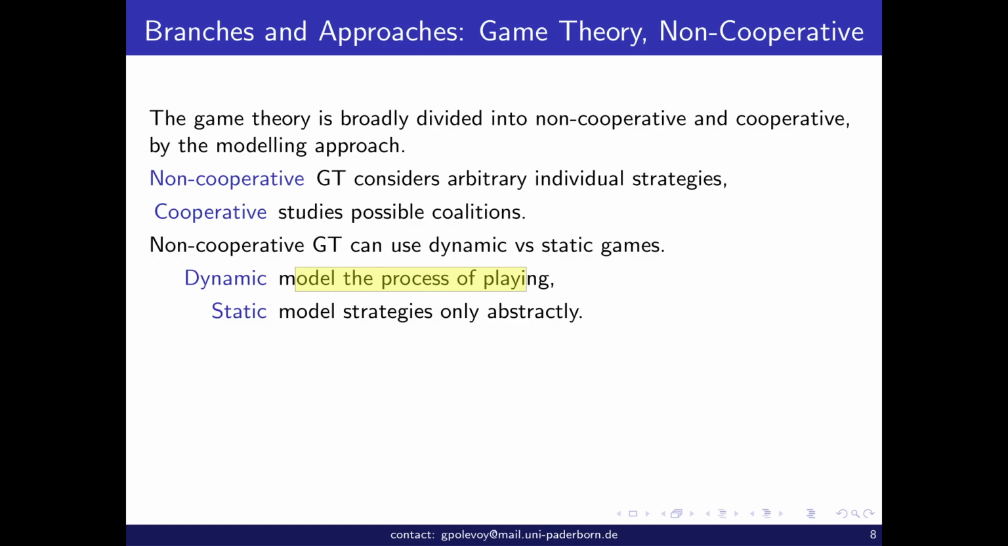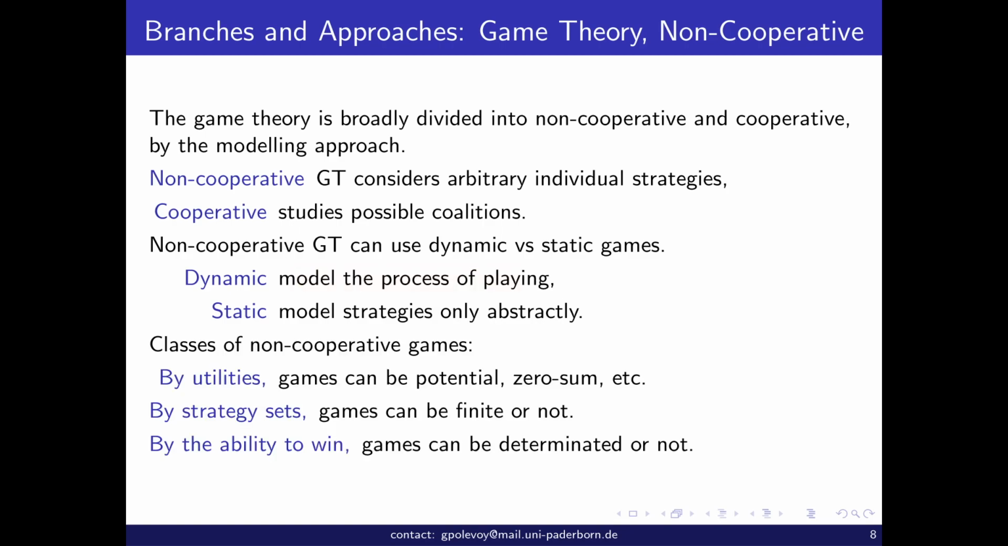And the static model, on the other hand, models strategies abstractly. Of course we don't say strategies don't have any ingredients, but simply we look only at the strategy A, the strategy B, and the utility that the player derives from that strategy if the other player does that. What I mean is that it's only a static view on the strategy. Static is a bit simpler, and we're going to work mostly with static, but not only.